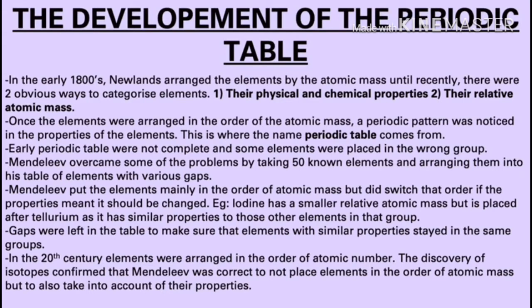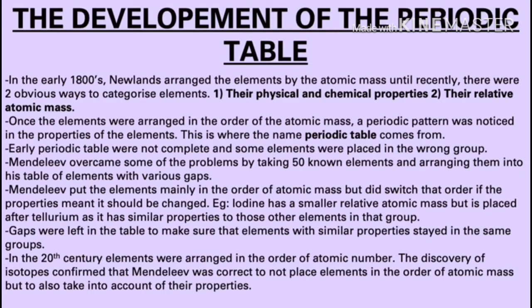It was only in the 20th century, after protons and electrons were discovered, that it was realized the elements were best arranged in the order of atomic number. The discovery of isotopes confirmed Mendeleev was correct to not place elements in the order of atomic mass.